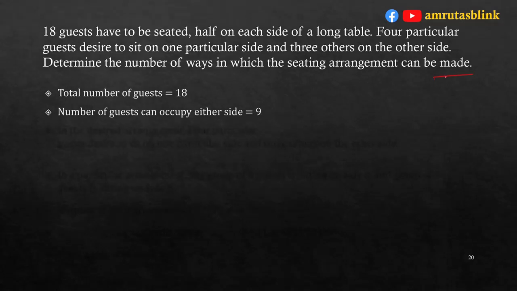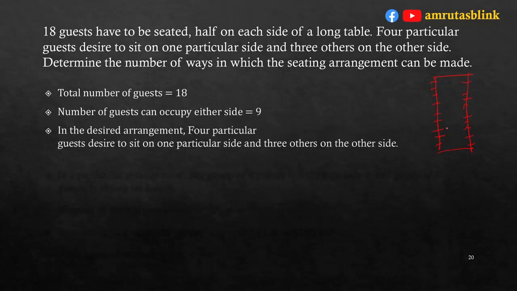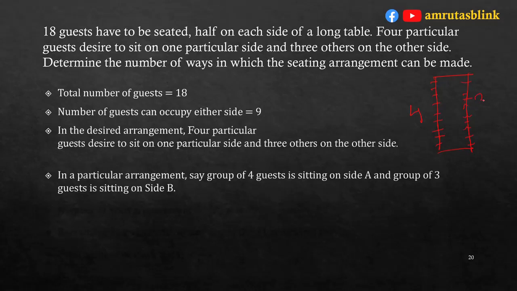So let's suppose you have this rectangular table. So 9 can be seated on one side and 9 guests can sit on another side. Now there is a condition that 4 particular guests desire to sit on one particular side. So suppose these 4 guests want to sit only on this side and remaining 3 want to sit only on another side.